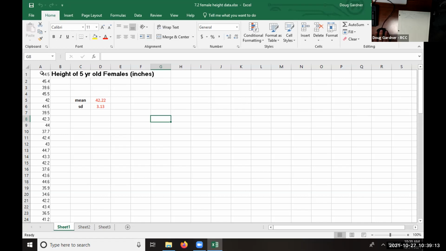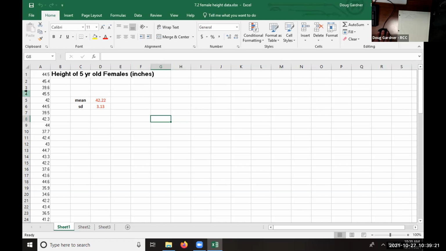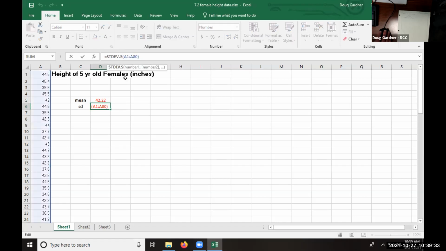I grabbed all this data. Let's see how much data is in here. Notice, apparently 80 numbers. There's 80 different heights in this. And I cheated with Excel and said, what is the average of that? So there's the mean, and what's the standard deviation? Notice I did the sample. Let's change that to population. So there's the standard deviation.